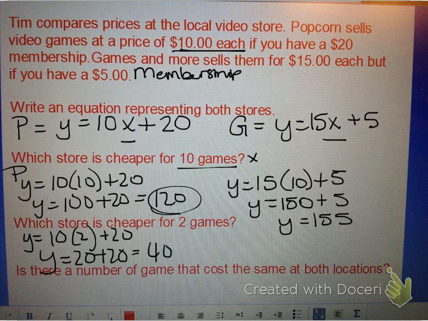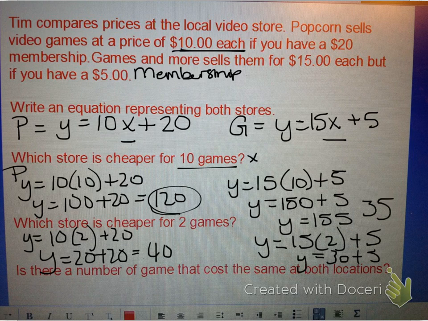We're going to do the same thing over here. Y equals 15 times 2 plus 5. So y equals 30 plus 5, or 35. So for this one, we see that games and more is cheaper at 35.